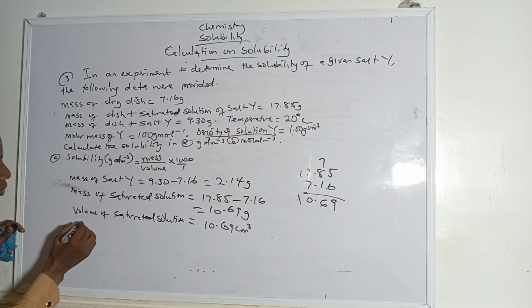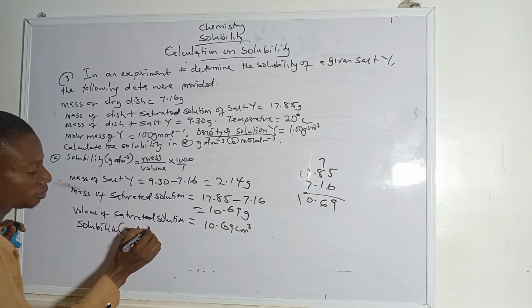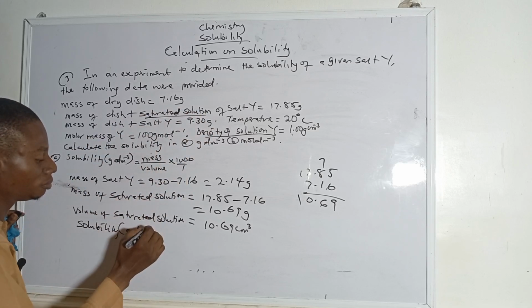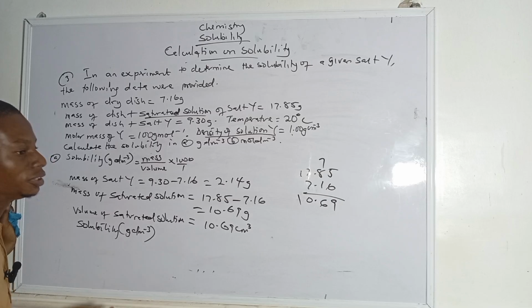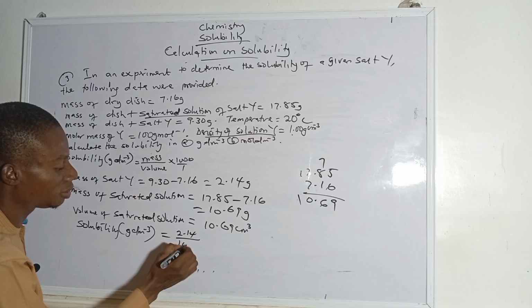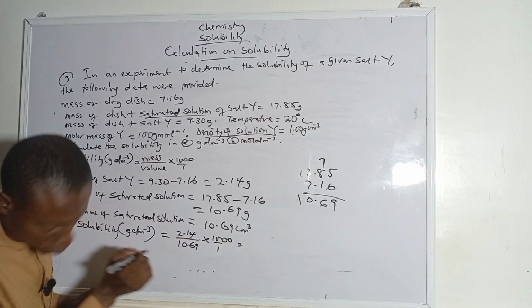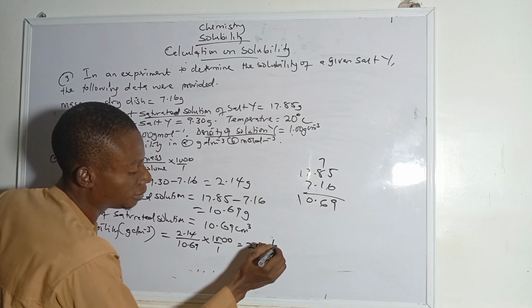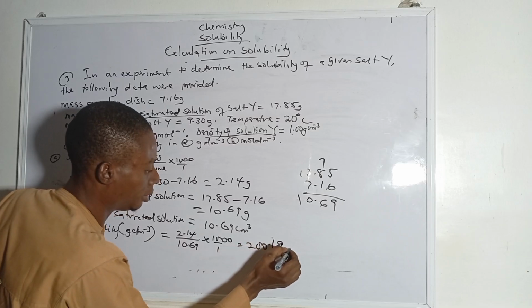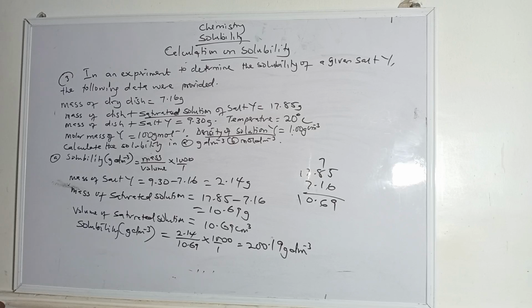So solubility now, in gram per dm cube. Whenever they mention saturated solution, you use the volume of saturated solution to solve the question. But if they don't mention it, you solve it normally. So that will be mass, which is 2.14 over 10.69 times 1000 over 1. Using my calculator, I got 200.1119 gram per dm cube.